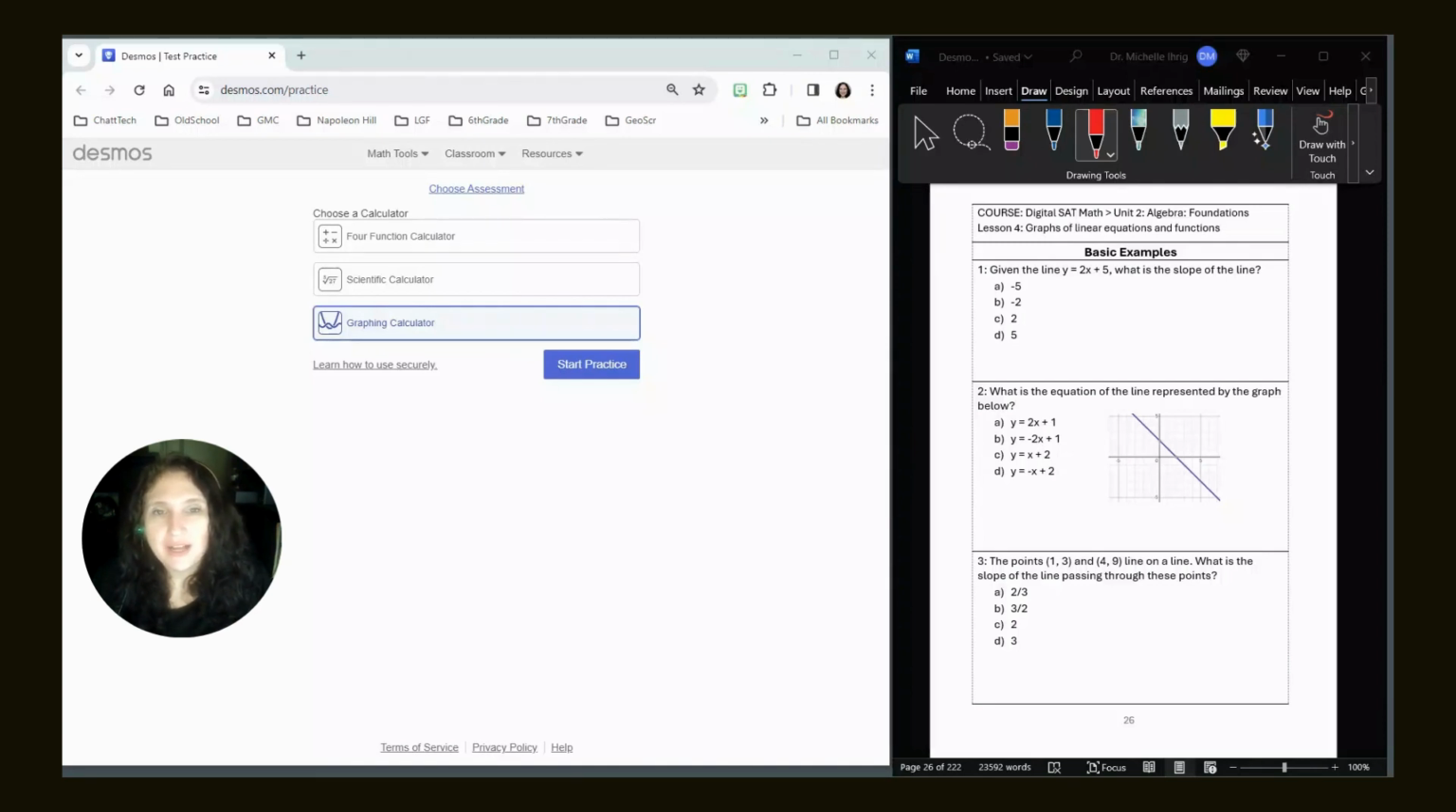We are going to be doing Unit 2 Algebra, Lesson 4, Graphs of Linear Equations and Functions. You should have Khan Academy open, and hopefully you have an orange. If you don't have orange on this topic, you might not need to do it. If it's purple, you might want to skip it, but it's totally up to you.